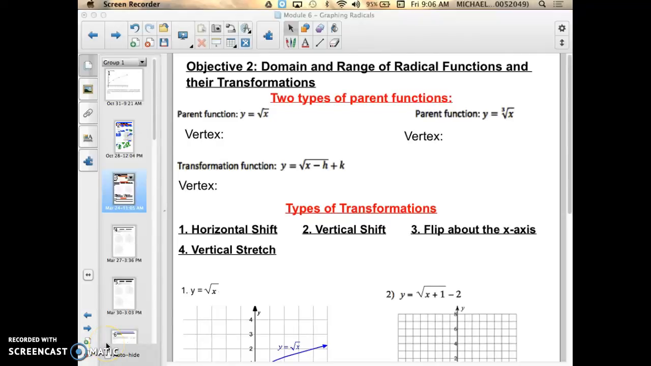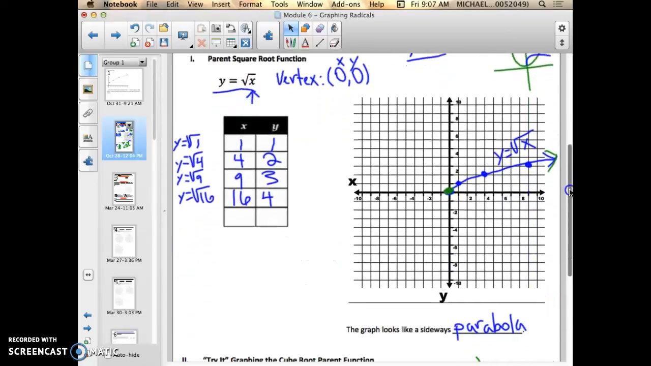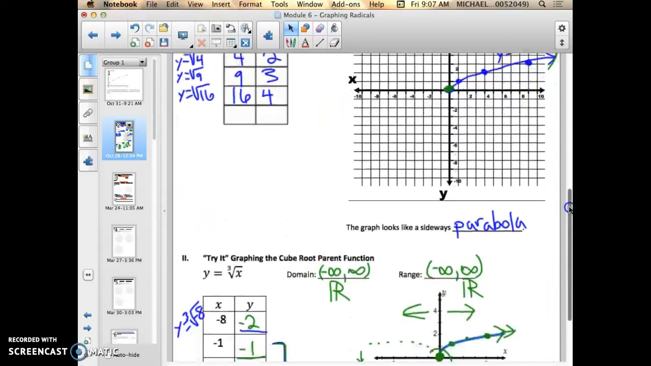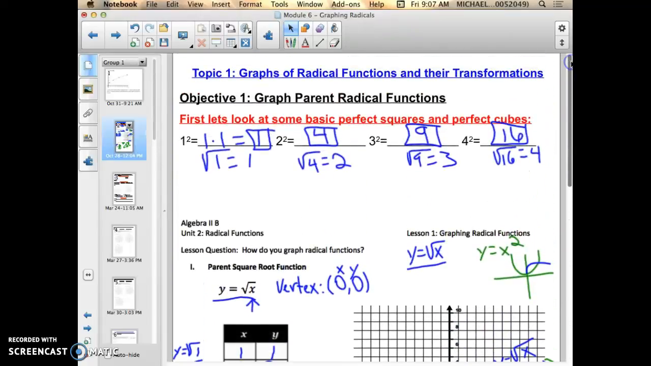So objective 2 of the first topic is finding the domain and range of radical functions and then discovering their transformations and seeing how that affects the vertex of the given function. Remember in objective 1 we looked at the parent functions, y equals the square root of x right here, and y equals the cube root of x right here. And so we're going to finish topic 1, graphs of radical functions and their transformations.